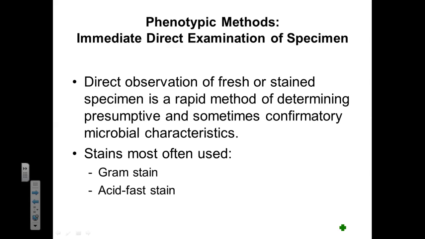Phenotypic methods are no longer the gold standard. The gold standard is our genotypic methods. But if we need quick data to make a quick diagnosis or a quick preliminary diagnosis, phenotypic methods are cheap and they're reliable and they're fast. The two most common stains we use for our phenotypic methods are that classic Gram stain and the acid-fast stain as well.